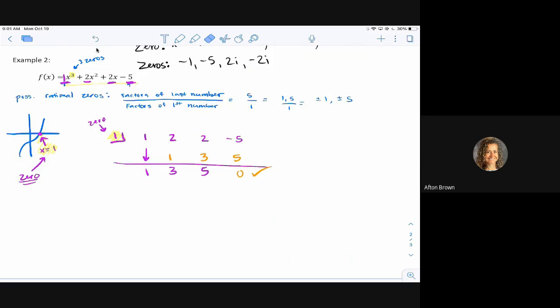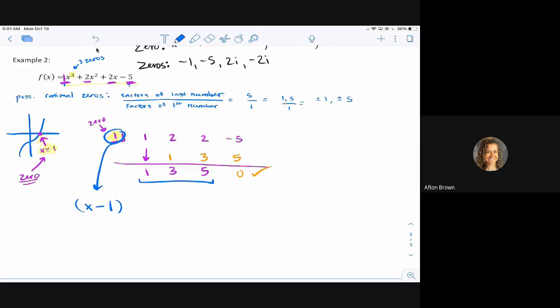Okay, now I'm going to try to write this in factored form. We take this 0, the 0 of 1, and write what factor it came from. If you have a 0 at 1, remember it came from a factor of x minus 1. You change the sign when you put it in the parentheses. Then we have these 3 terms.